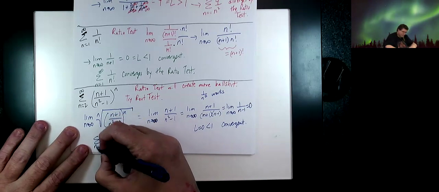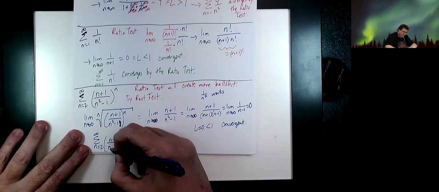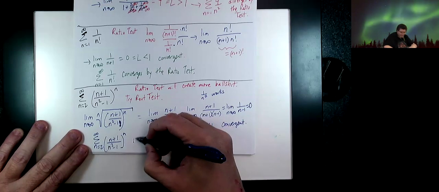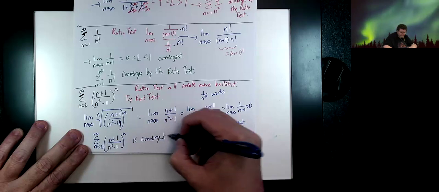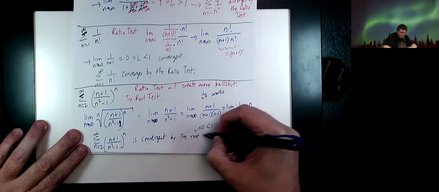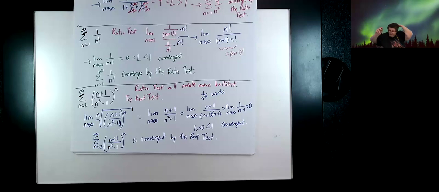The sum from n equals 2 to infinity of n plus 1 over n squared minus 1, to the n, is convergent by the root test. That was fun.